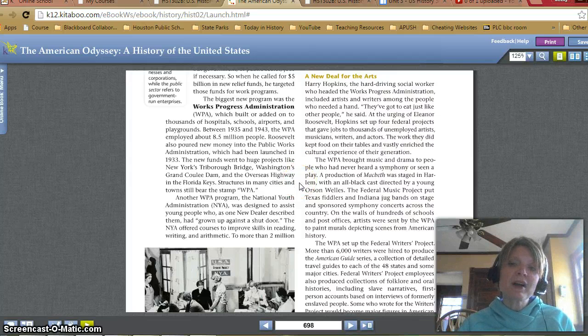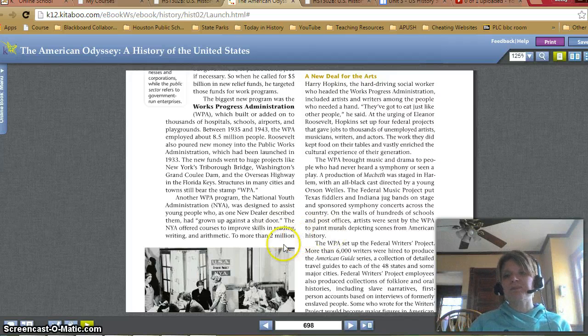A production of Macbeth was staged in Harlem with an all-black cast directed by a young Orson Welles. The Federal Music Project put Texas fiddlers and Indiana jug bands on a stage and sponsored symphony concerts across the country. On the walls of hundreds of schools and post offices, artists were sent by the WPA to paint murals depicting scenes from American history.